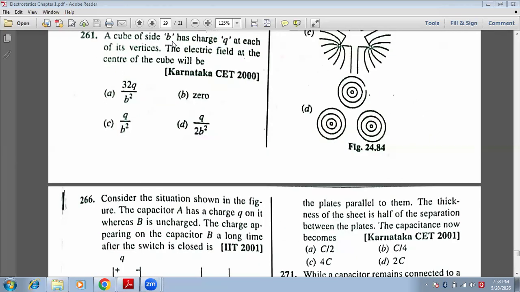A cube of side b has charge Q at each of its vertices. The electric field at the center of the cube will be: option A, 32Q upon b square; option B, 0; option C, Q upon b square; option D, Q upon 2b square. Correct answer, option B, 0.